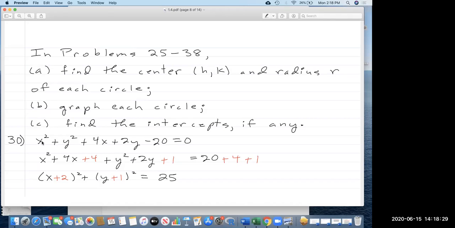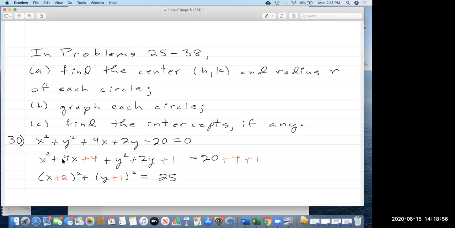So first, I will write all the x's together. So I have an x squared plus 4x. I have a y squared plus 2y. And let's bring the 20 to the other side of the equation. So now let's try to complete the square. So I have an x squared plus a y squared. And I want to figure out what to add here in red.